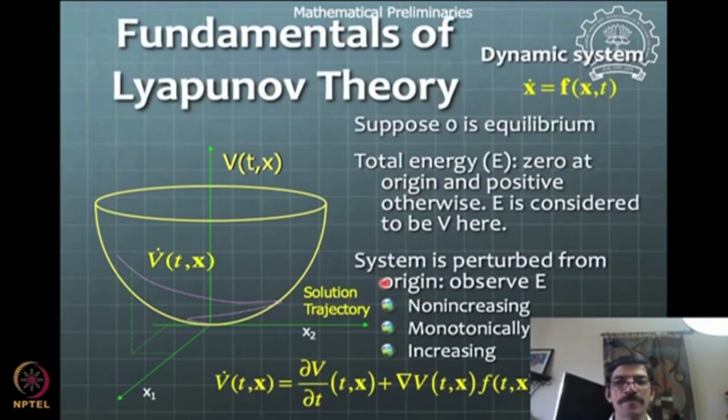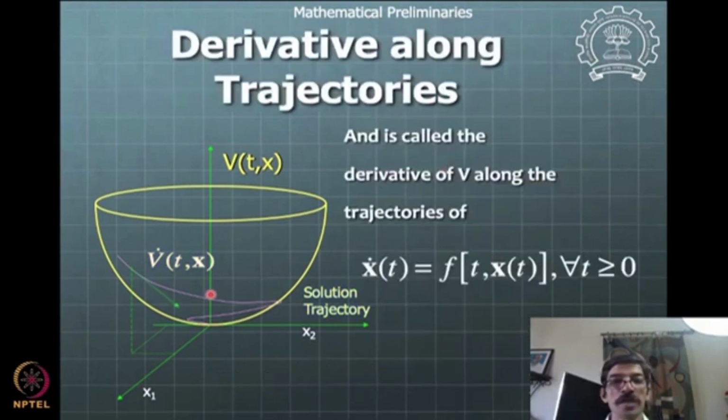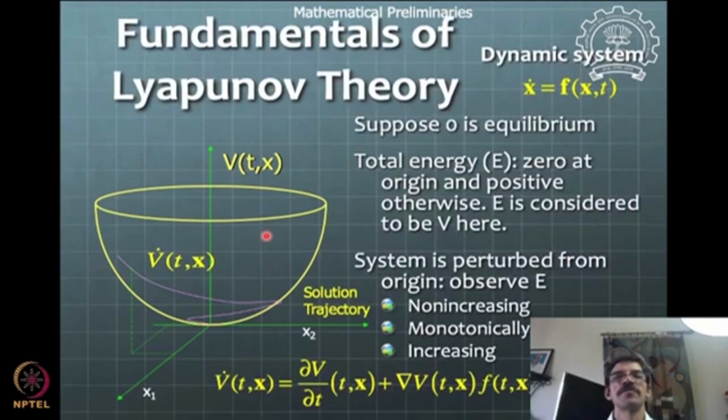And in terms of system dynamics, when the system dynamics trajectory is mapped or projected on this V surface, then along the system trajectory direction, what is happening to V is what we are actually getting. So that is the concept of the derivative along the trajectory. Now how do we see the stability of the system based on these conditions?